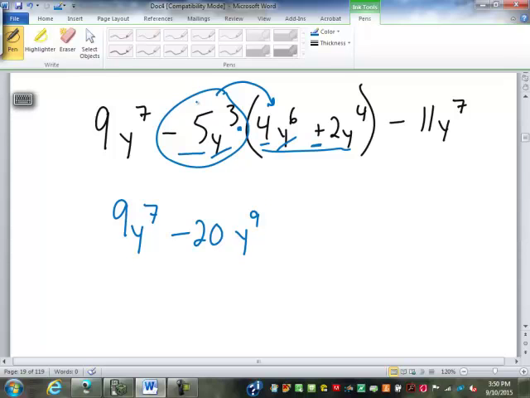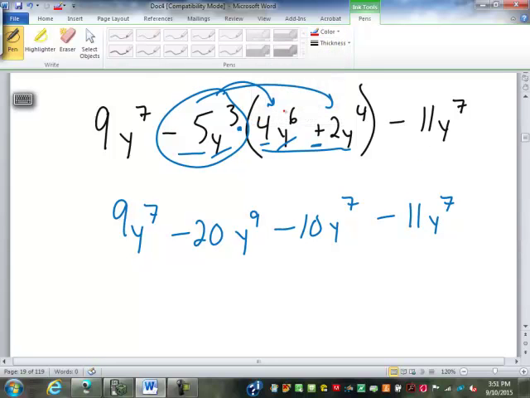Y to the ninth, good. Now negative 5y to the third times 2y to the fourth. Negative 5 times 2 is negative 10. Y to the third and y to the fourth is y to the seventh. Then we still have the minus y to the seventh.